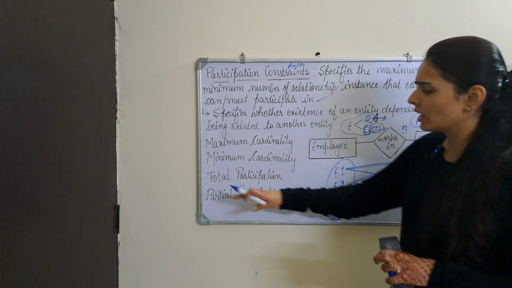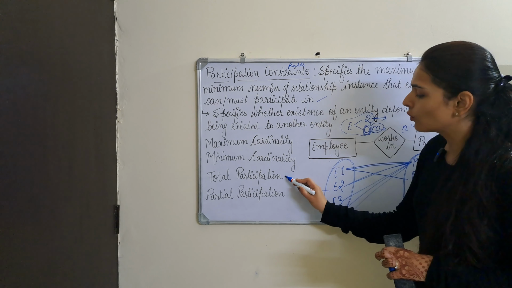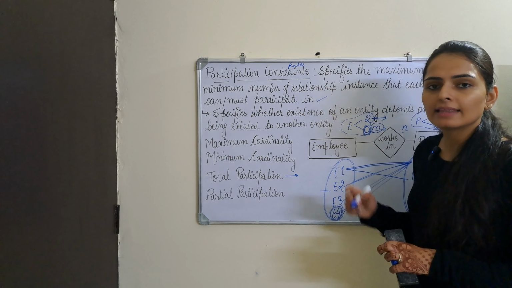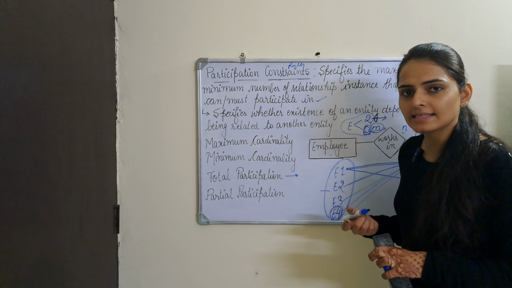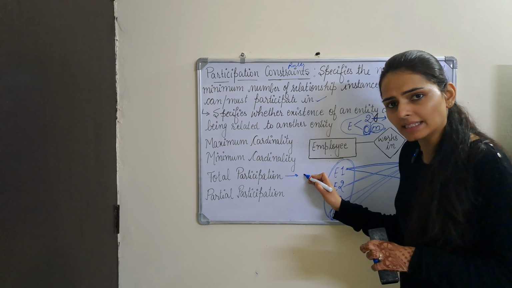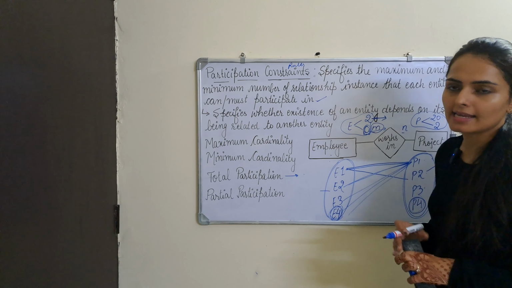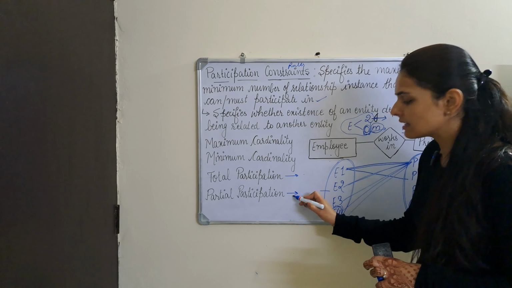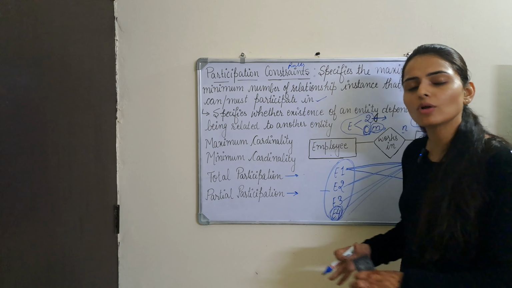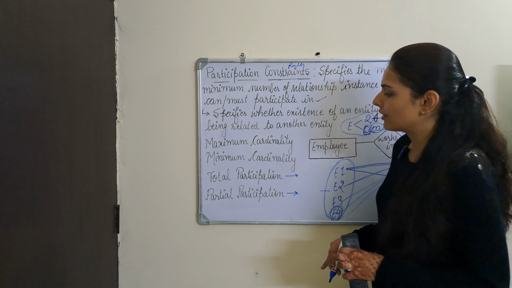So this was about total participation and partial participation. Total participation says that within one entity set, each and every entity is going to participate in the relationship, and partial participation states that there can be some entities that are not participating in any relationship instance at all, right?